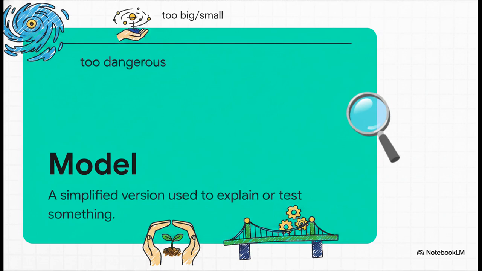Okay, tool number 2 is a model. A model is a simplified version of reality used to explain or test something. Because let's face it, reality is often way too big, too small, or honestly too dangerous to test directly. You can't just hit pause on a hurricane to see how it works, and you definitely can't hold the entire solar system in your hands. So what do we do? We create simplified versions. Models let us test really big, complicated ideas safely, easily, and practically.